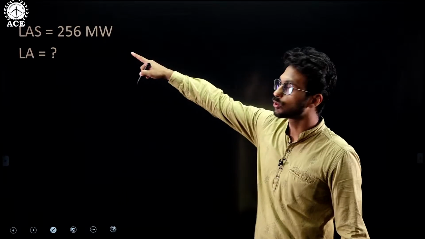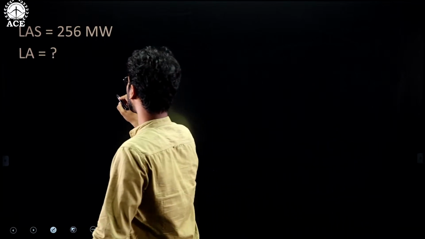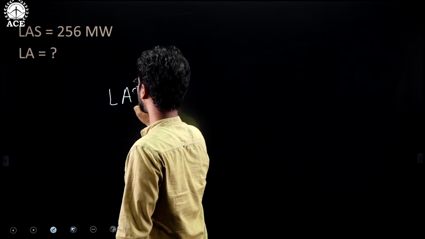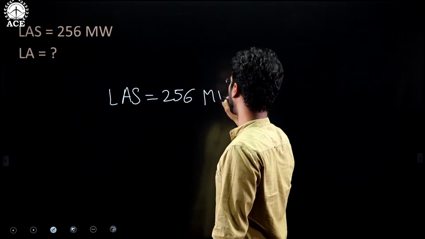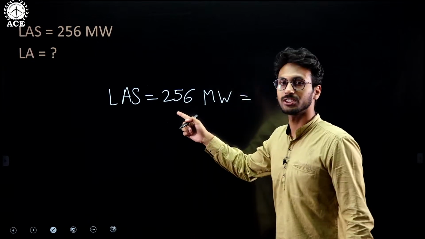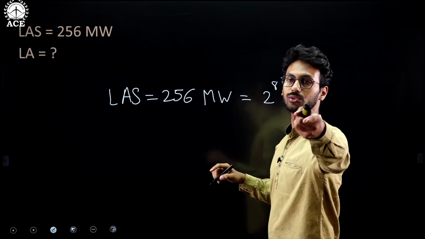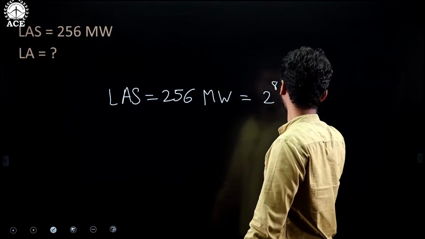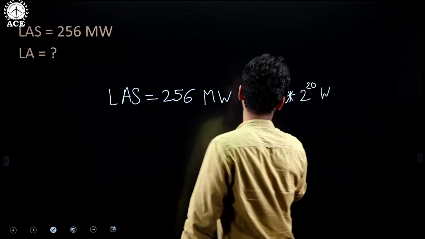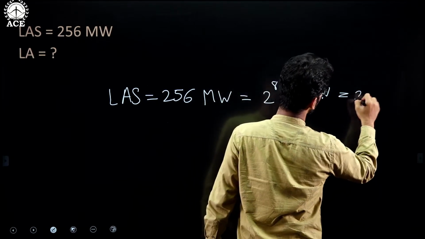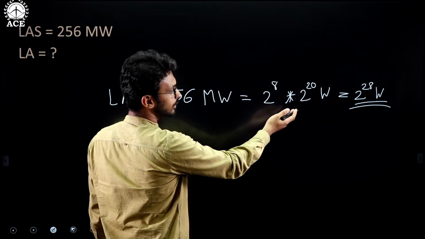If logical address space is 256 megaword, what will be the logical address? Very easy. Logical address space equals 256 megaword. What does it mean? 256 is 2 raised to 8. Mega means 2 raised to 20. So it is effectively 2 raised to 28 words.